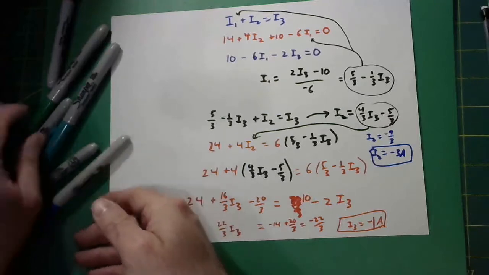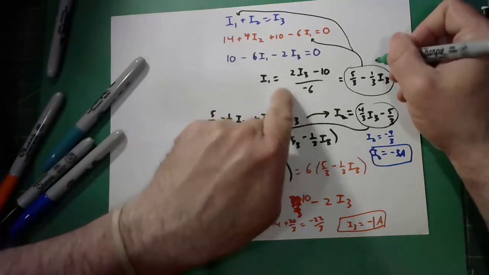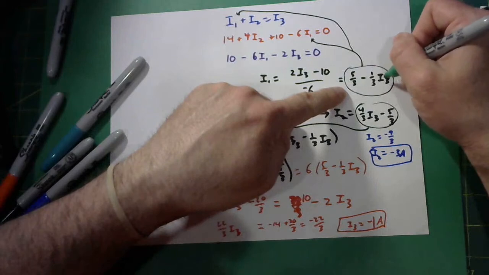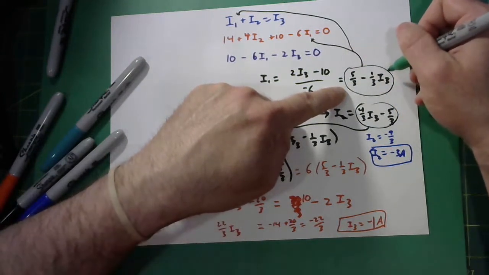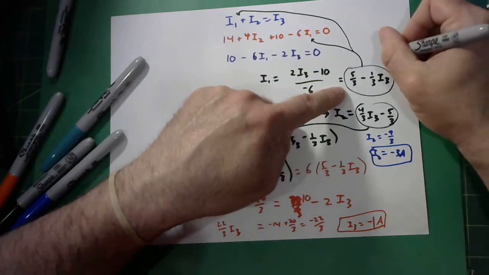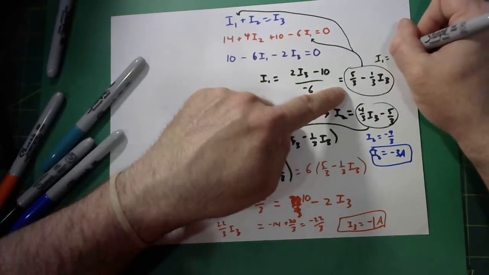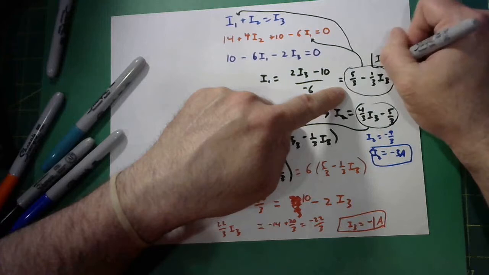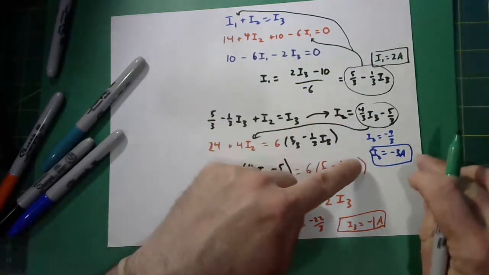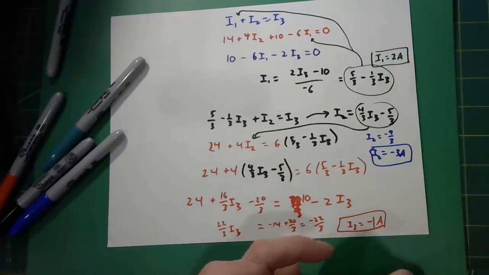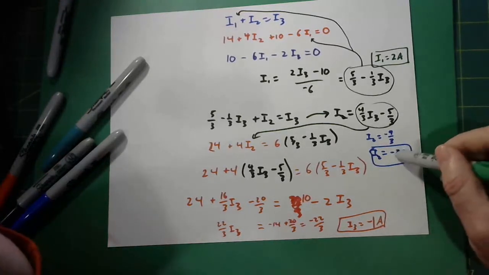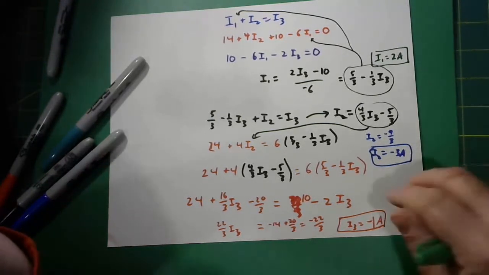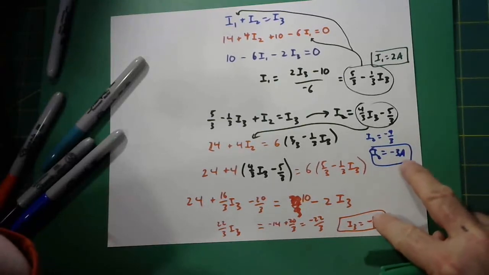I1 is going to be 5/3 minus 1/3 times negative 1. That's going to be plus 1/3. 5/3 plus 1/3, that's going to be 6/3. And 6/3 is just 2 amps. So I1 is 2 amps, I2 is negative 3 amps, I3 is negative 1 amp. And I know you're thinking to yourself, wait, what's with these negative signs I'm getting? Do you know what those negative signs mean?